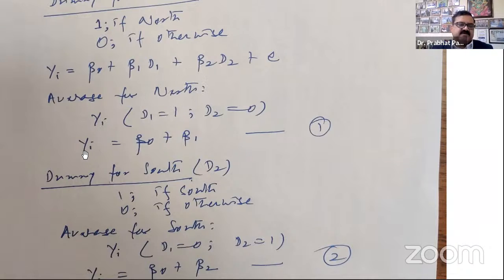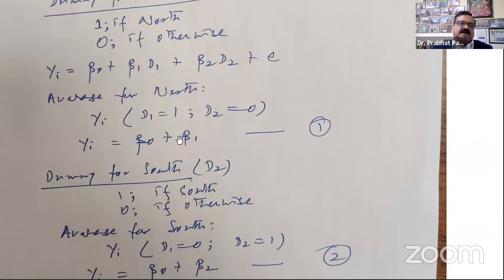So the expected value of Y equation would be that the average of Y is going to be beta 0 plus beta 1. This means that if you take the intercept value and add to it the beta value of D1, these two values added together will give you the average for the north. So you can find the average salary of the north by using this equation, beta 0 plus beta 1.